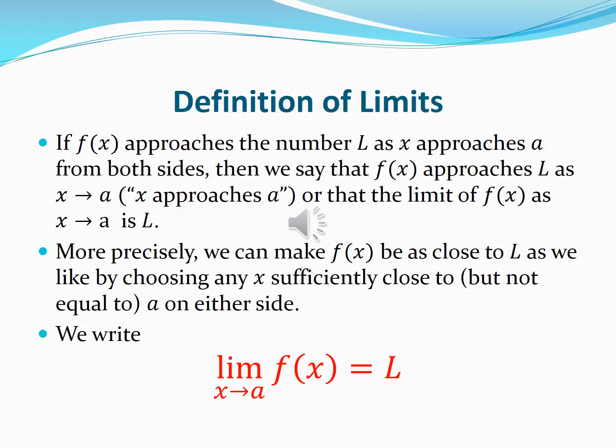Definition of limits. If f of x approaches the number L as x approaches a from both sides, then we say that f of x approaches L as x approaches a. And then we write that in a compact notation. Limit, we just write it LIM for limit. LIM f of x as x goes to a is equal to L.